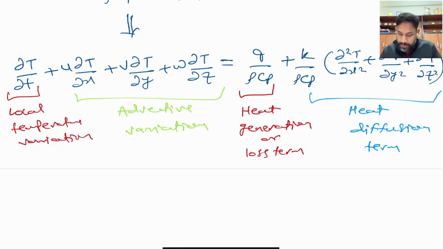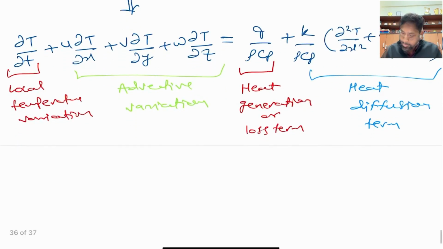Okay, so what again you see here is you have heat generation or loss term. So if, for instance, there is a coil which is generating heat, that can be considered as a heat generation term. And then heat diffusion is because of the thermal conductivity, right? Heat is transferring through conduction. And then if you remember, we also talked about the advective term, right? The flow is moving, so there is convection happening because of the fluid motion, because of the fluid parcels, right? And that comes in the left hand side.